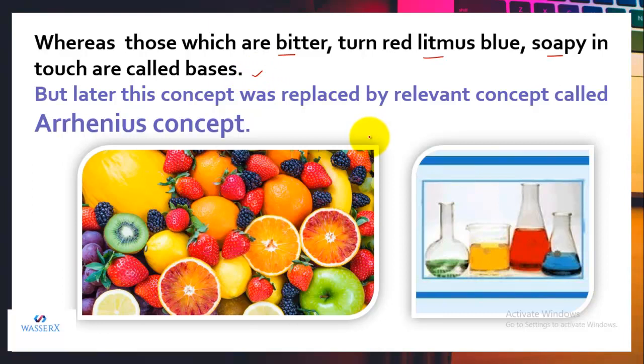But this way of classifying a substance as acid or base just depending upon touch, or effect on litmus, or taste was not a sufficient classification. So another concept was given by Arrhenius, that is an accepted concept. This concept, based just on the physical property, was replaced by the Arrhenius concept. So let's study what the Arrhenius concept actually is.